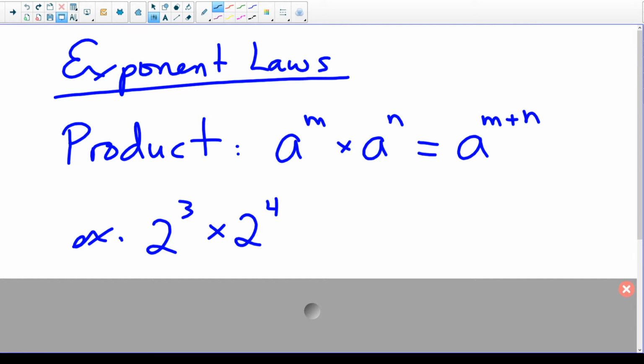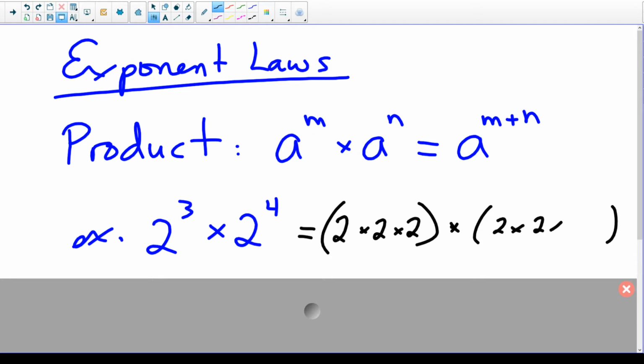And to maybe explain that in a little bit more detail, if we look at this example here where I have 2 to the power of 3 times 2 to the power of 4, what I like my students to do is to actually break this down in their head into a whole bunch of multiplications. So how many 2's are multiplying when we have 2 to the power of 3? We have 3 2's multiplying. And then that's multiplying by how many 2's multiplying for 2 to the power of 4? Well, that's 4 2's multiplying.